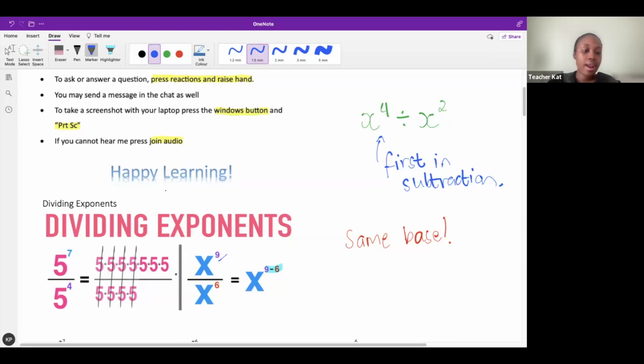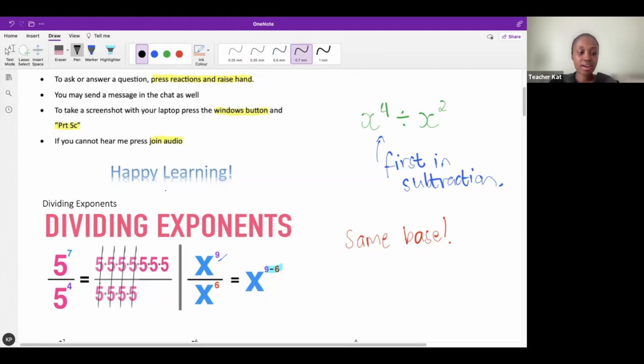All right, now on the left of the screen, this shows you why the rule works the way it does. Remember, if you say 5 to the power of 7, that means 5 times 5 times 5 times 5, 7 times. And 5 to the power of 4 is 5 times 5 times 5 times 5, 4 times, okay? And remember, we are dividing.